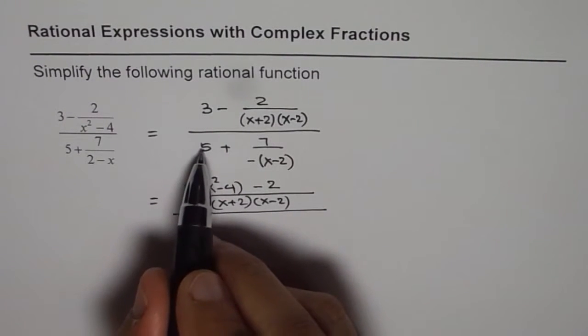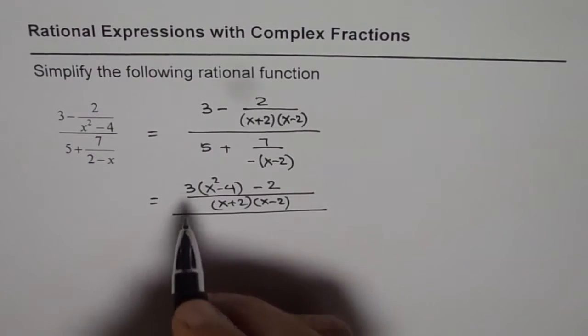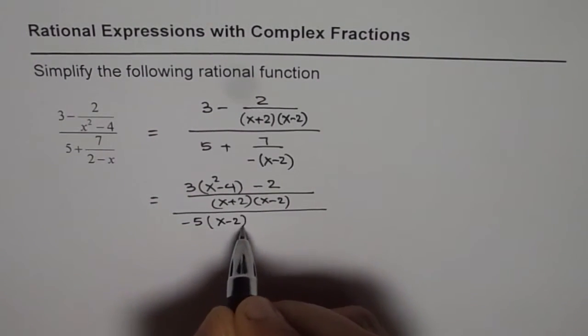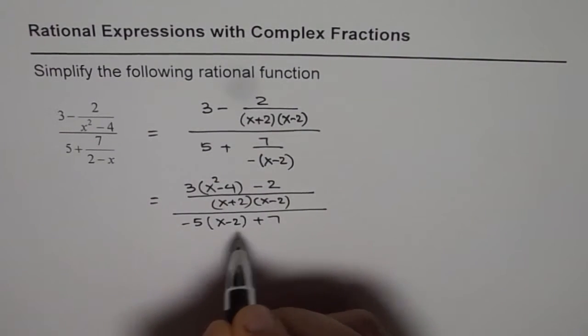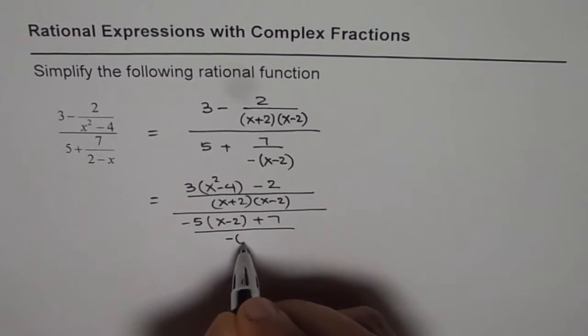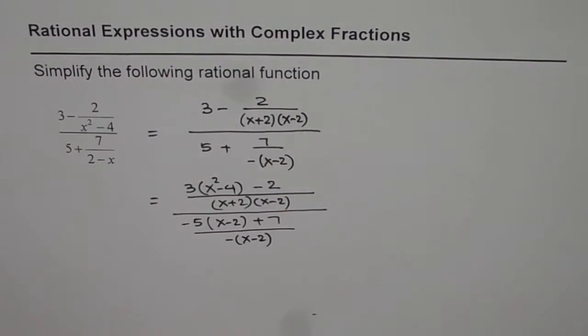So we'll multiply 5 by minus of x minus 2. So we can write this as minus 5 times x minus 2 plus 7 divided by minus x minus 2. Correct?